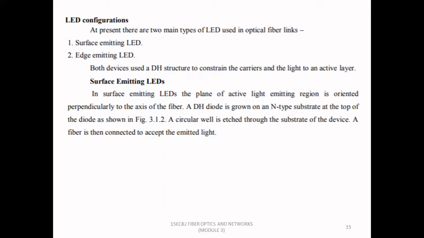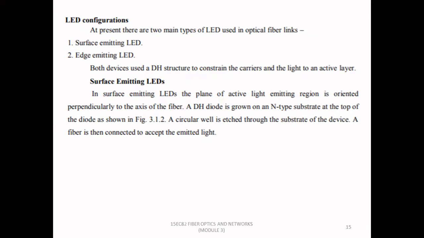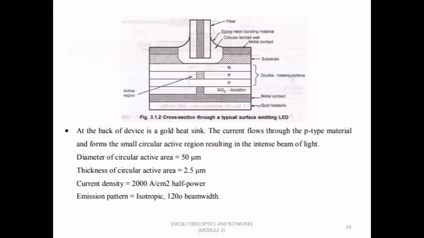Surface emitting LEDs. In surface emitting LEDs, the plane of the active light emitting region is oriented perpendicularly to the axis of the fiber. A DH diode is grown on an N-type substrate at the top of the diode as shown in figure 3.1.2. A circular well is etched through the substrate of the device. A fiber is then connected to accept the emitted light. At the back of the device is a gold heatsink.